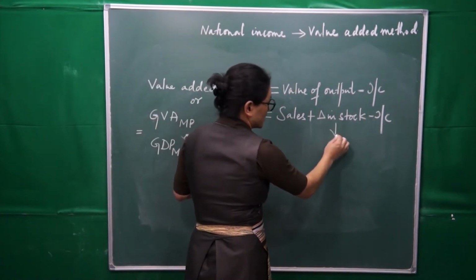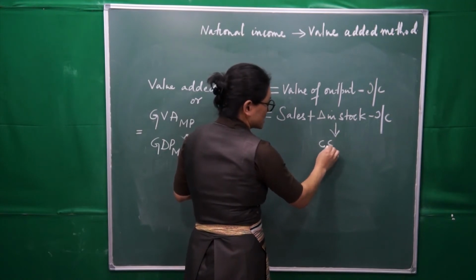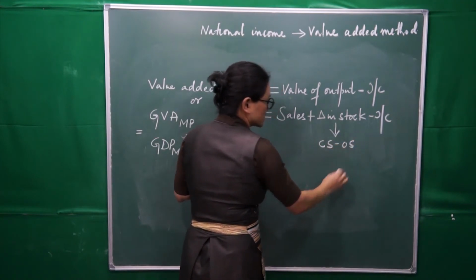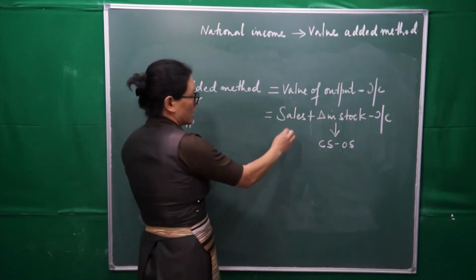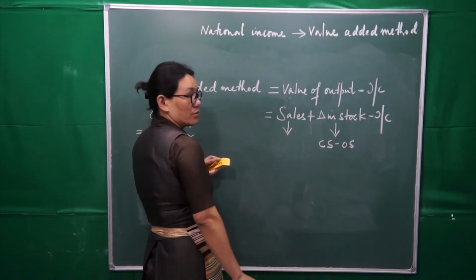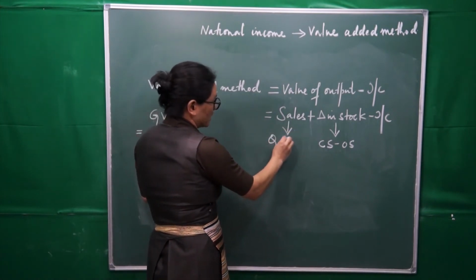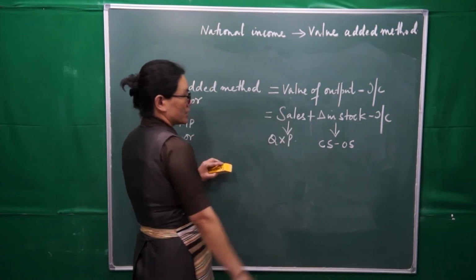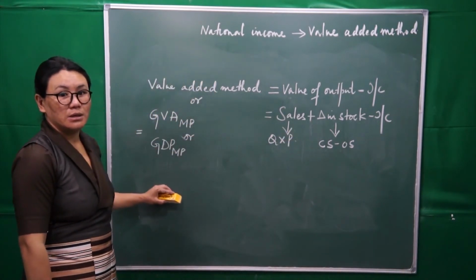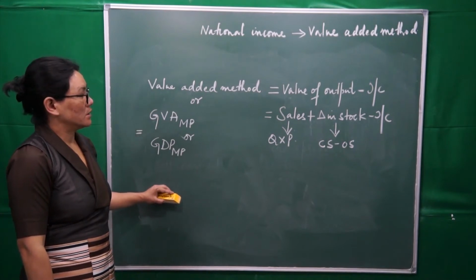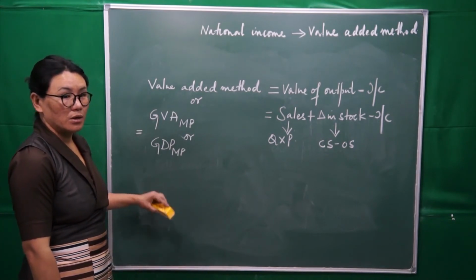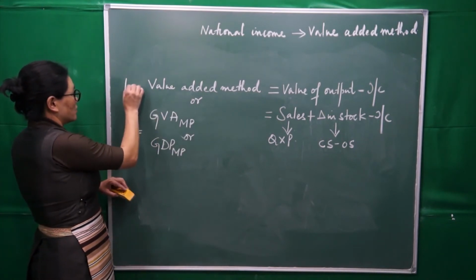Change in stock is the difference between closing stock minus opening stock. And sale, we have quantity into price. Right? Okay? This is one.